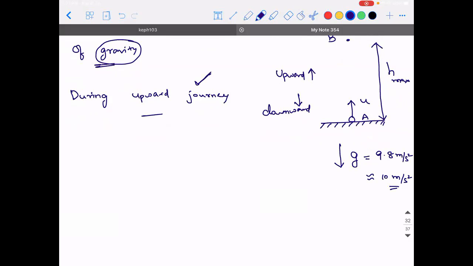During the upward journey, we are going to derive generic equations. We are not going to substitute the value of g. When the object is moving from A to B, at A, what is the initial velocity of the object? If it is 0, how will the object go up if you don't give it a velocity? Initial velocity is u. Final velocity for the upward journey, from A to B, is 0.